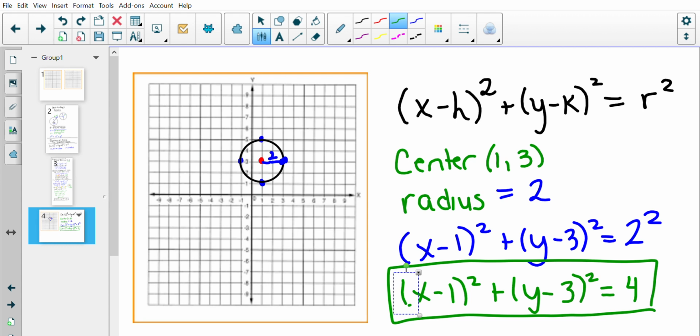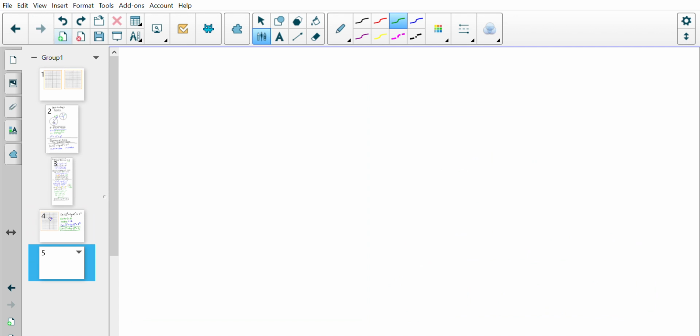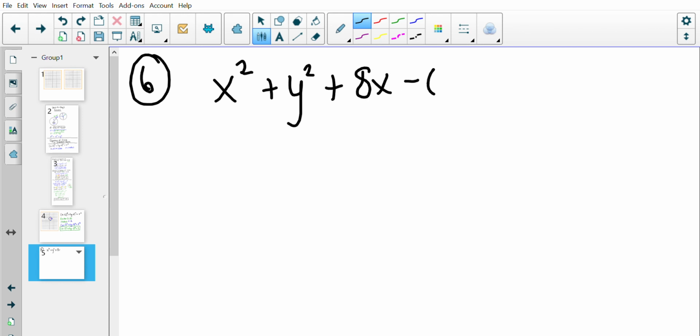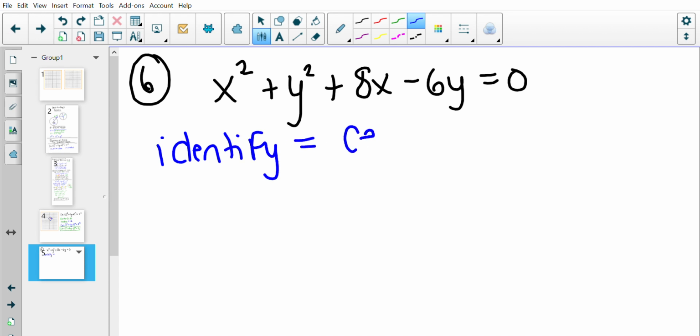Okay, we have a couple more problems and then we will call it a day. So let's try one that makes us think a little bit more algebraically. So now, once again, I want you to come up with an equation of a circle. But this time, I'm giving you an equation that's not in standard form. So let's say I gave you x squared plus y squared plus 8x minus 6y equals 0. And let's say I asked for you to identify the center and radius.